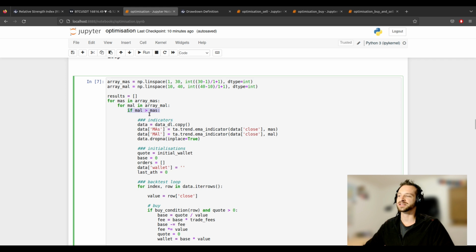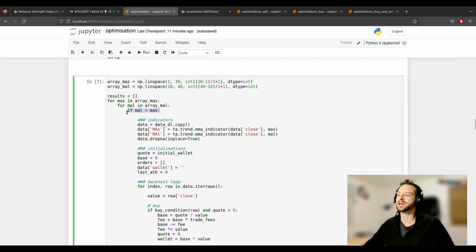Note that there's no need of testing all the values of the long-term moving average given the short-term moving average, or conversely, simply because for the long-term moving average to mean something, it needs to be longer than something and therefore longer than the short-term moving average.